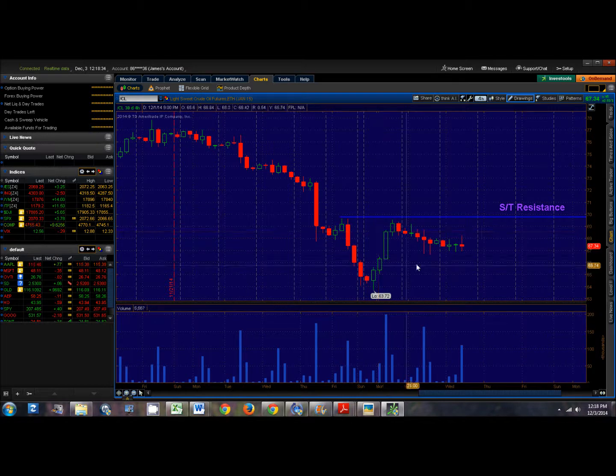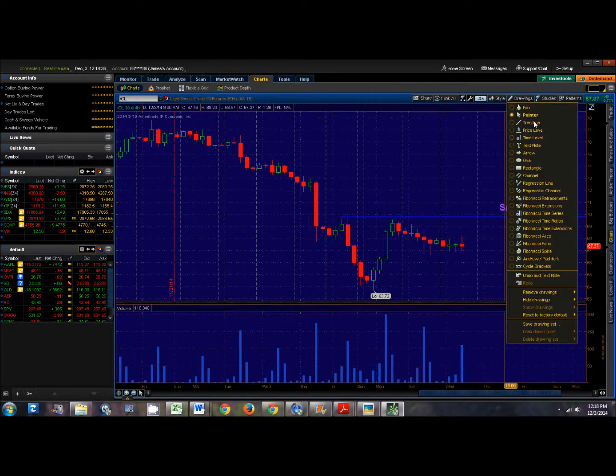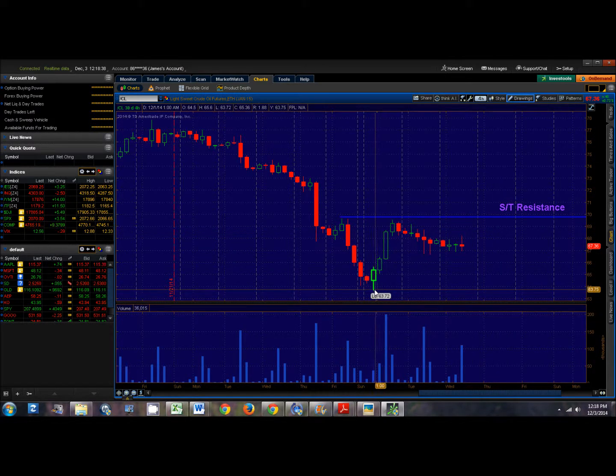If we put a price level on this bottom right here, this low of 63, boom. This is kind of the range within which the market is operating right now. Okay, so now what I'm going to add is something that I did not cover in class because we simply did not have enough time.